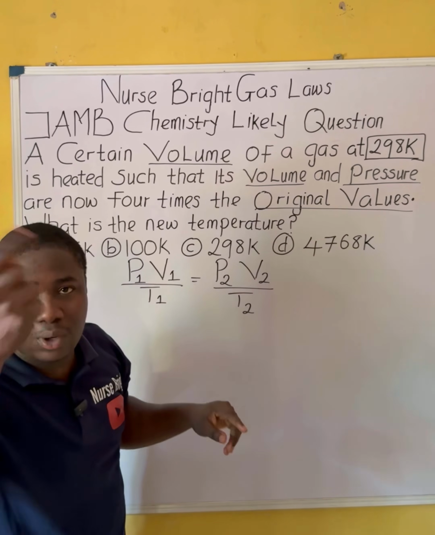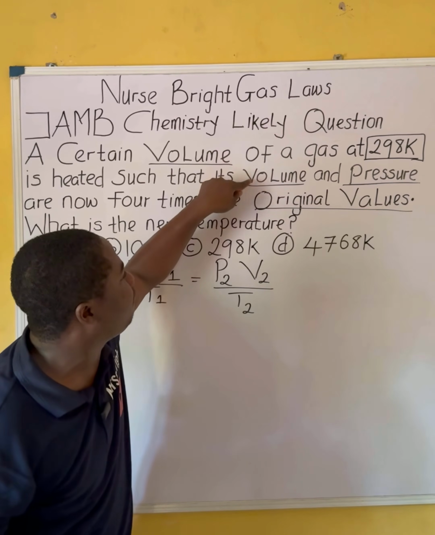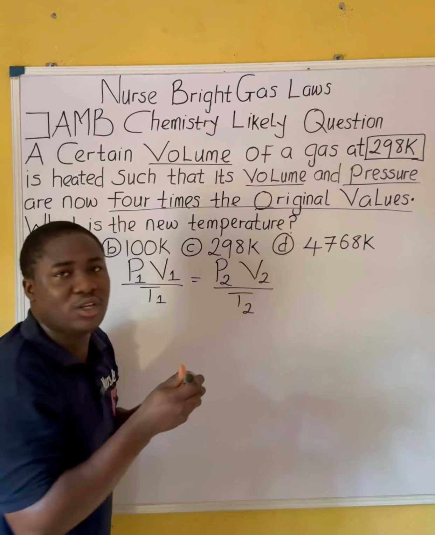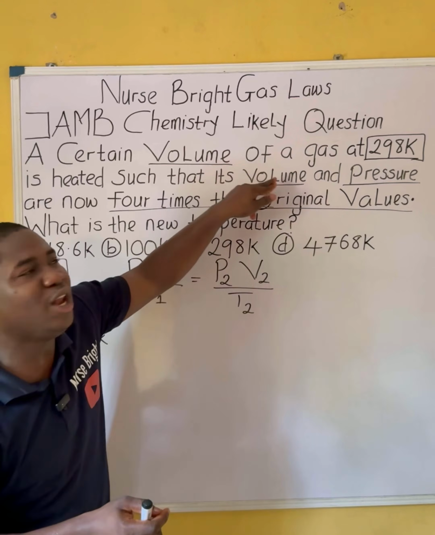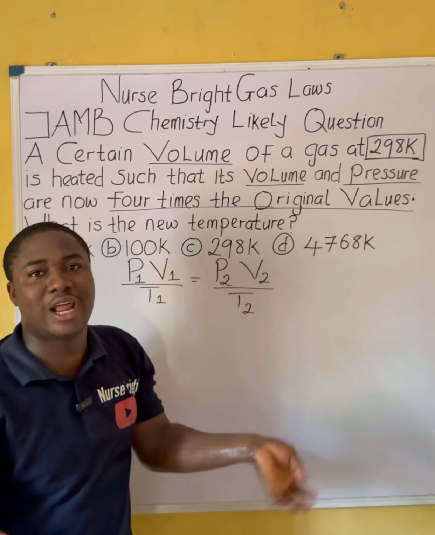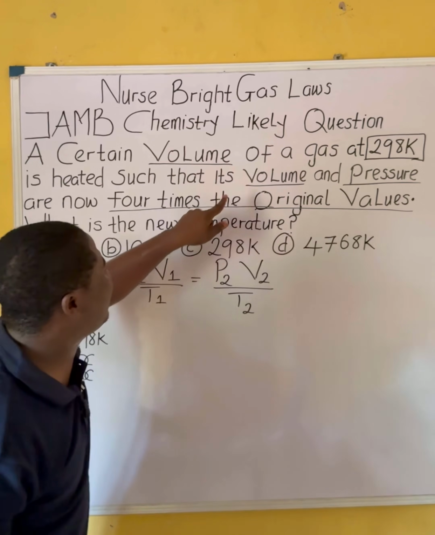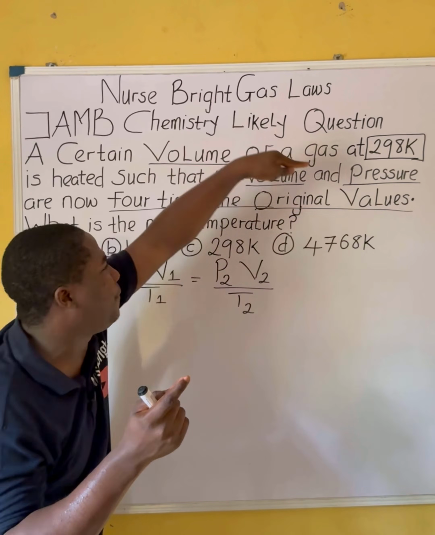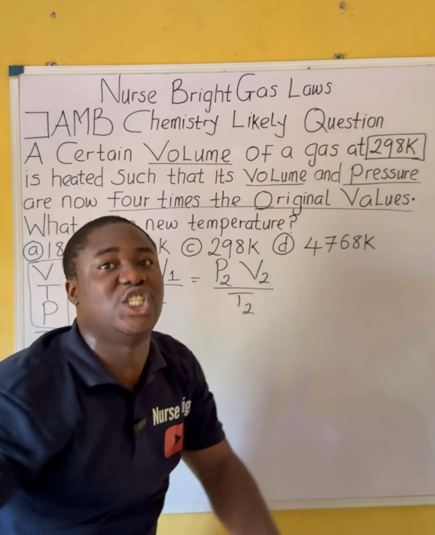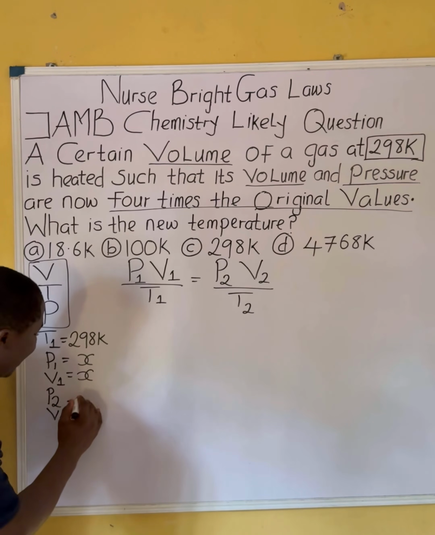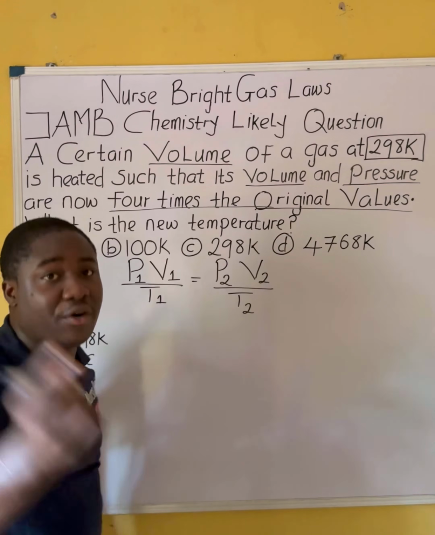Because look at it now, its final volume and pressure are now 4 times the original. They cannot say its initial volume and pressure are now 4 times the original. No, because initial and original are the same thing. Do you understand? So what they are actually talking about is this volume and pressure. They are the final volume and pressure, which are these guys. So what happens here is that they said these are 4 times the original values.